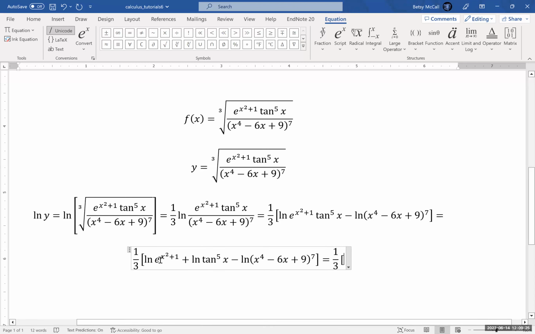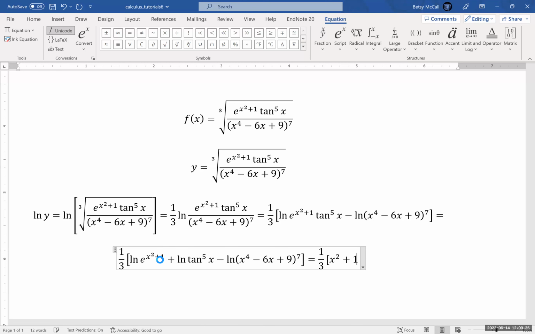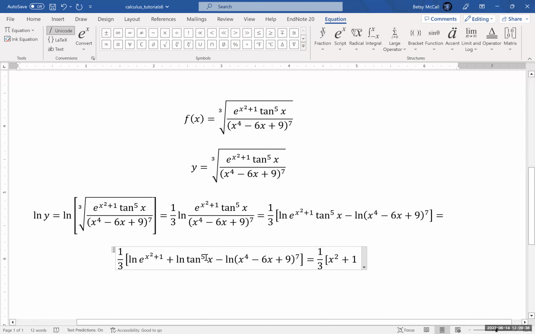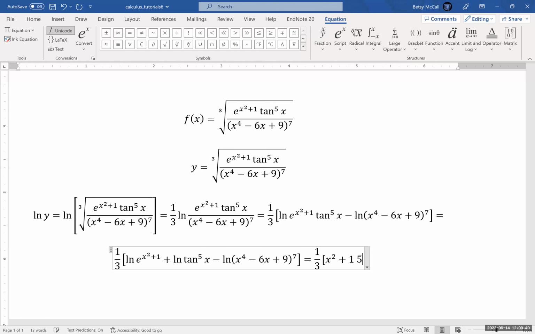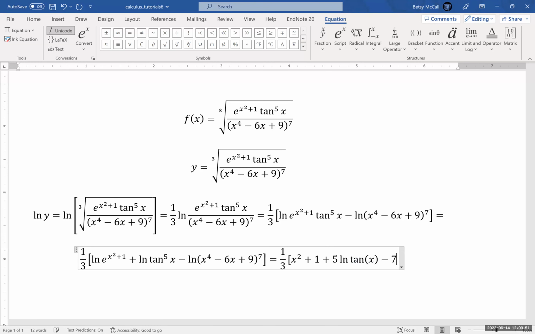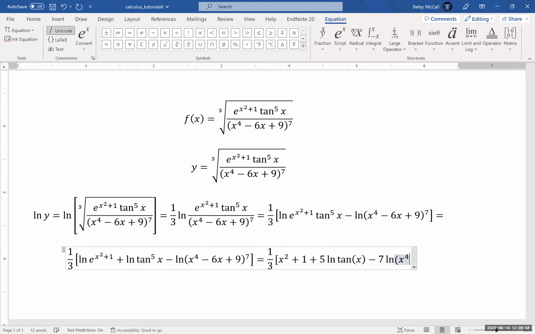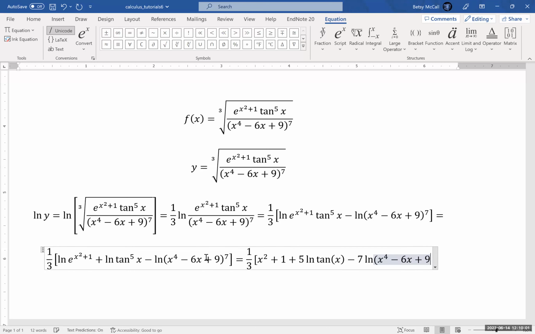This one, log of e to some power, is actually going to simplify entirely. Log and e will cancel. This will just get us x squared plus 1. And then this one, the 5 will come out, and all that will be left is tan x. And then minus, the 7 will come out, and we'll just have log of x to the 4th minus 6x plus 9.